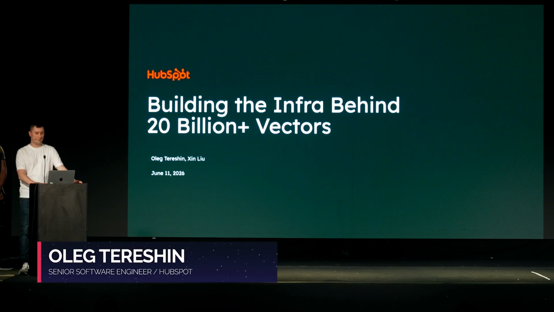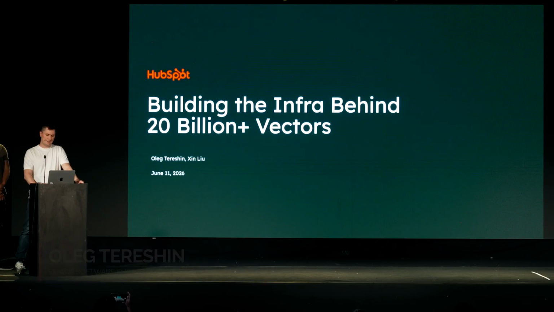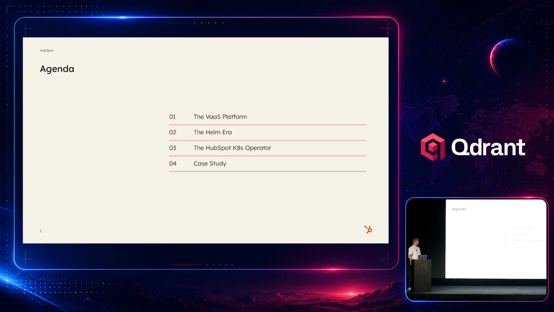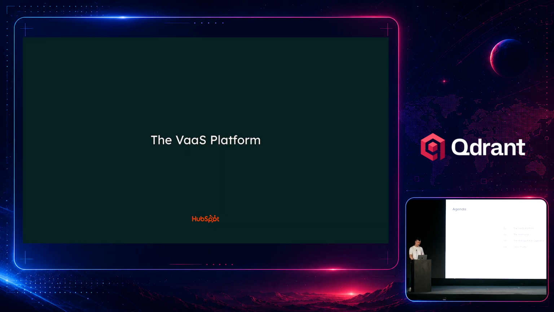We're going to talk about building the AI infra behind 20 billion plus vector search at HubSpot. To start on the agenda, we're going to talk about the VAST platform. Then we're going to talk about the Helm era and early POC as we start our search journey. And after that, we're going to talk about the HubSpot Kubernetes Operator and wrap up with a case study.